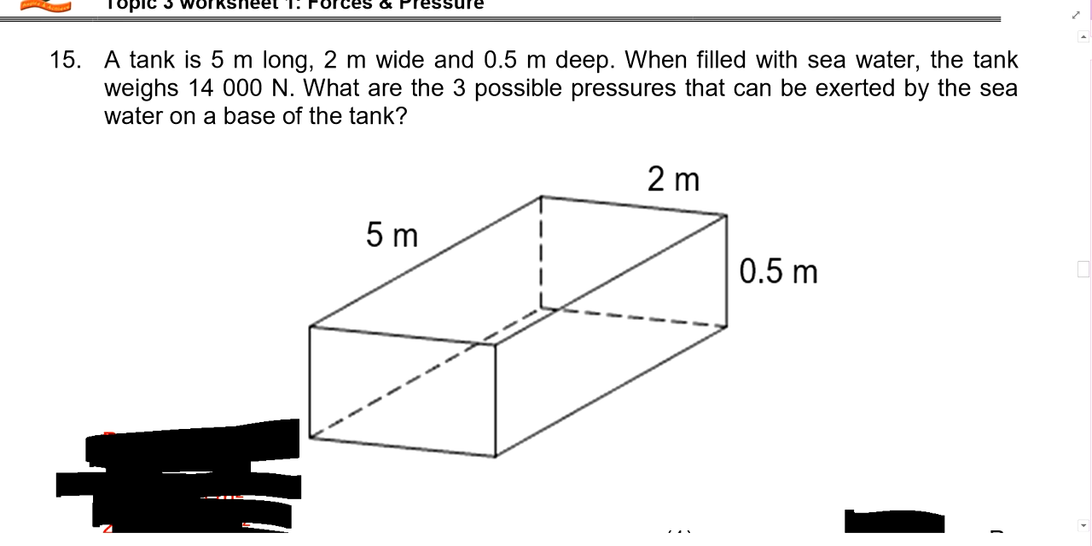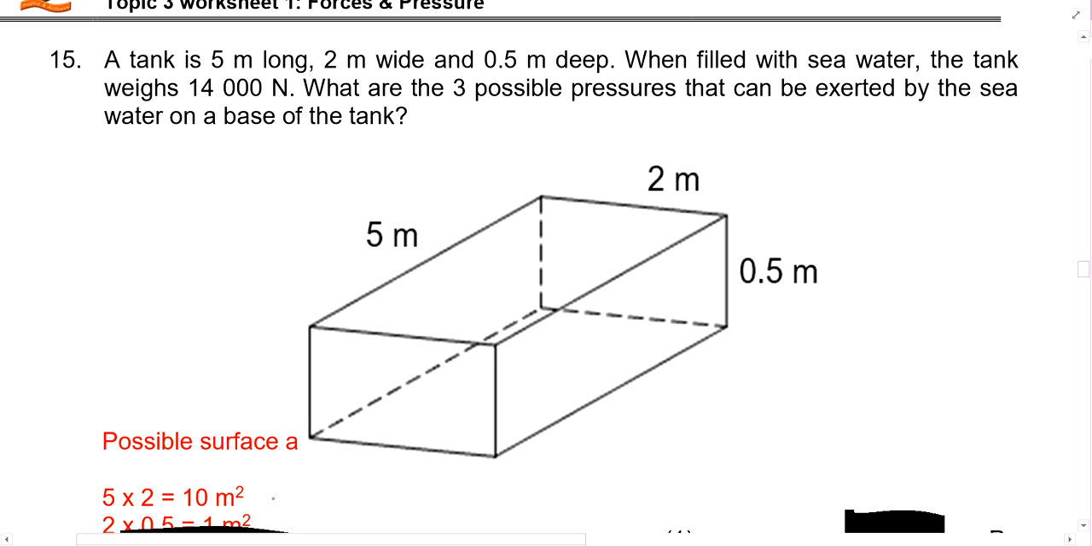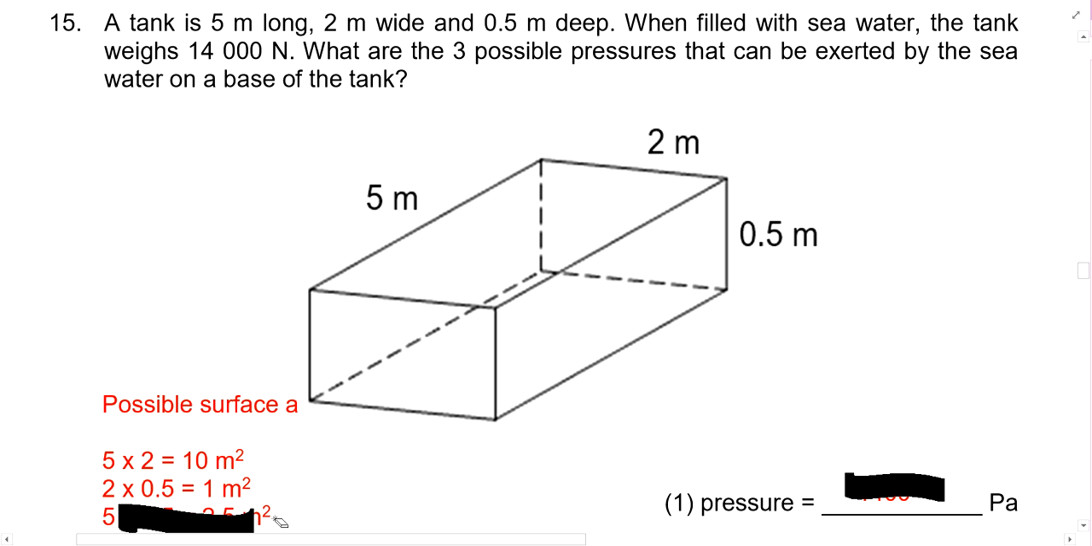How do you get 10? 5 times 2. In this configuration, the base is 5 times 2, you get 10 square meters. So the weight, 14,000 divided by 10, gives you 1,400 pascals. Okay, so these are the possible surface areas. We've got 5 times 2, we get 10 square meters.